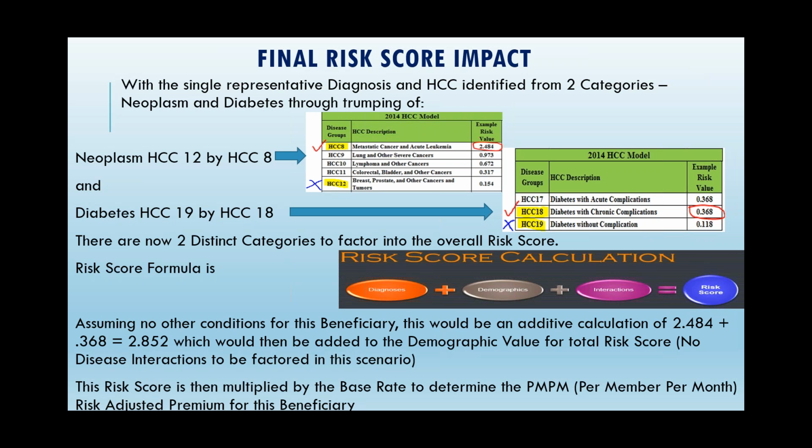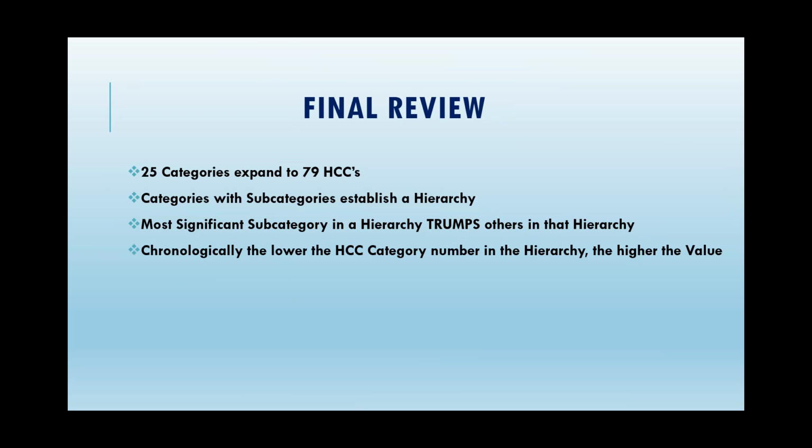Assuming no other conditions for this beneficiary, this would be an additive calculation of 2.484 plus 0.368 for a HCC risk score of 2.852, which would be then added to the demographic value for a total risk score. There are no disease interactions to be factored in this scenario. The risk score is then multiplied by the base rate to determine the PM or per member per month risk-adjusted premium for this beneficiary. Let's take a final review.